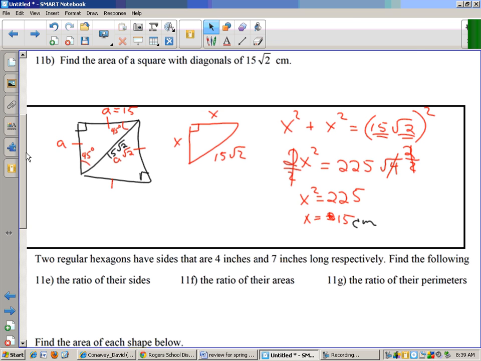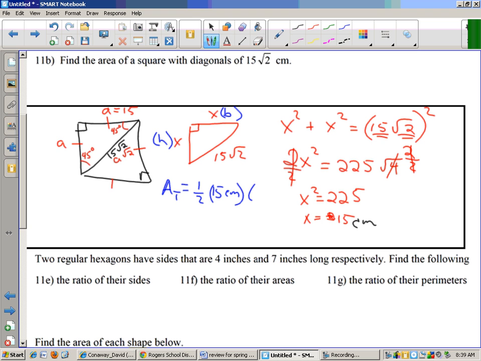So if we're doing a triangle, we've got base and height. Let's use a different color here. Doesn't really matter which one we call base and which one we call height, but it's basically going to be 15 times 15. So the area of the triangle equals 1/2 of 15 centimeters times 15 centimeters. So the triangle is going to be equal to 225 over 2 centimeters squared. So is that 112.5? What is it? 112.5?